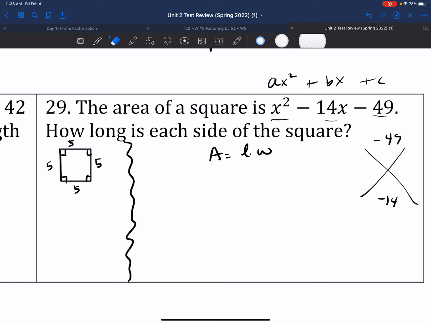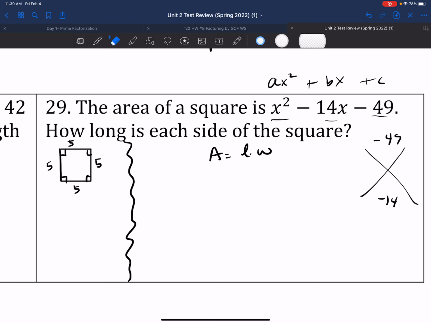Is it not positive? Let me see. One second. I think I just got thrown off a little bit. I would say negative 7 times negative 7 is going to give me negative 14, but negative 49? Negative 7 times negative 7 is going to be positive 49, so that's not right.